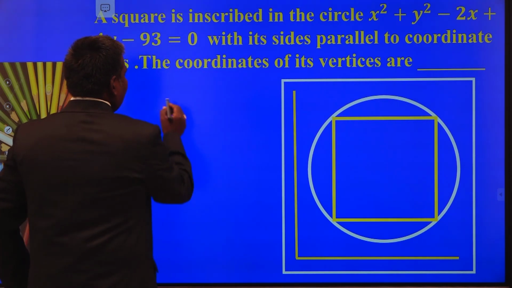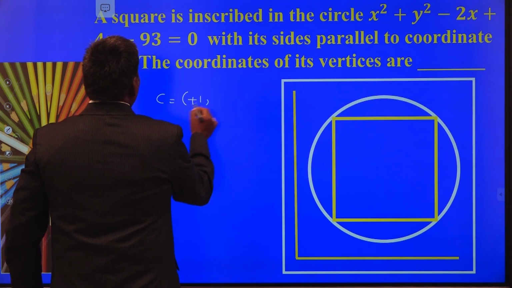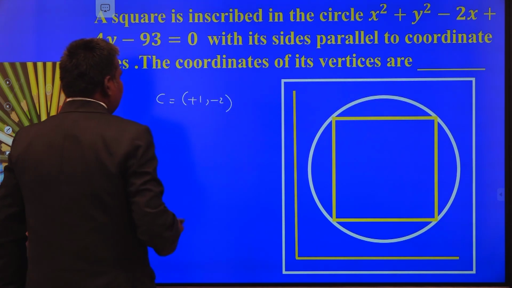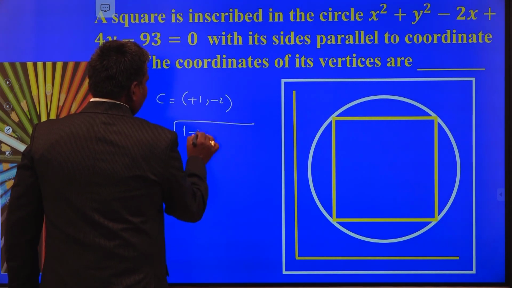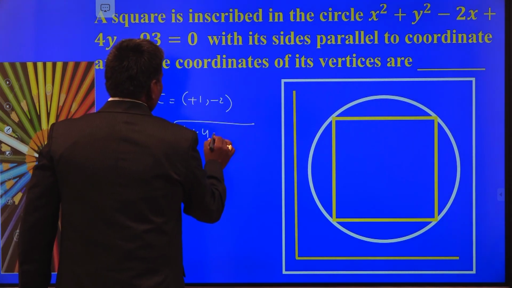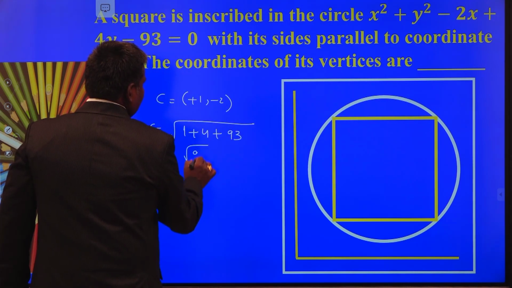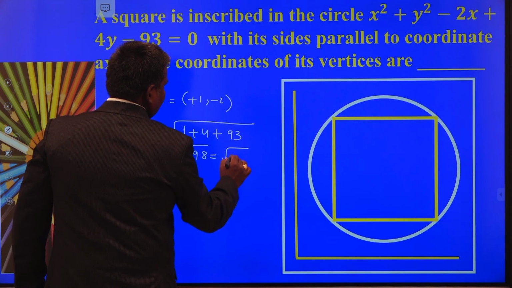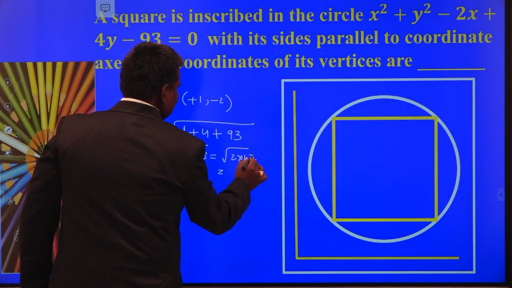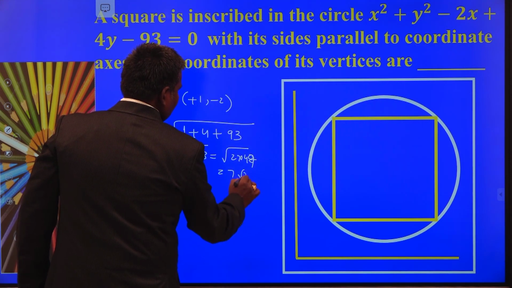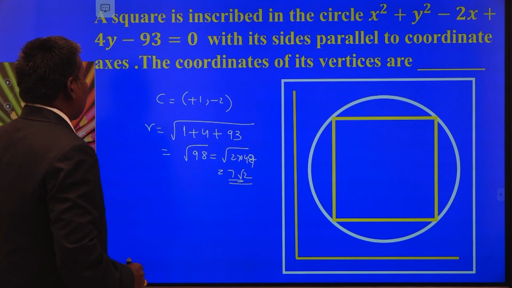What is the center now? Center C is equal to 1 comma minus 2. What is the radius now? Radius r is equal to root of 1 plus 4 minus of minus 93. Root 98. This is nothing but 2 into 49. Sorry, that is 7 root 2. So the radius of the circle r is equal to 7 root 2.